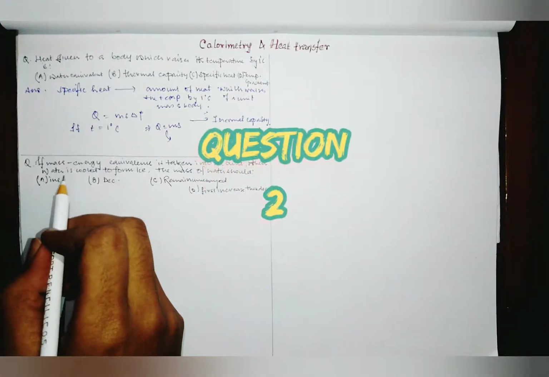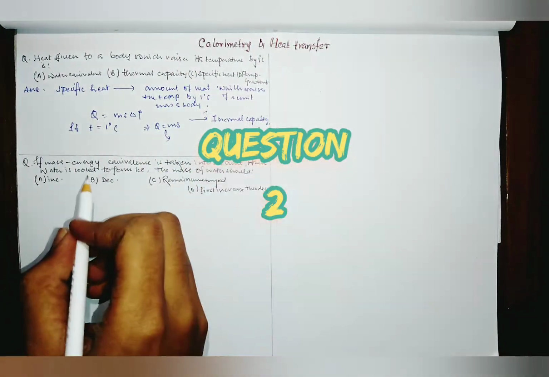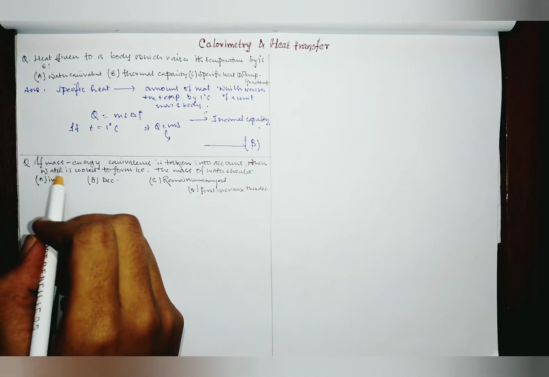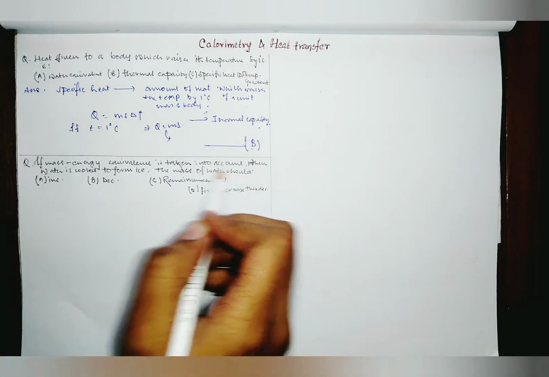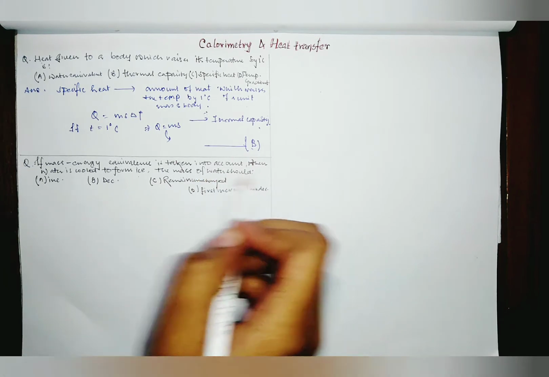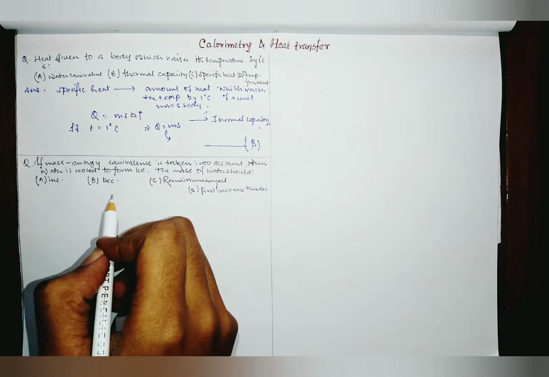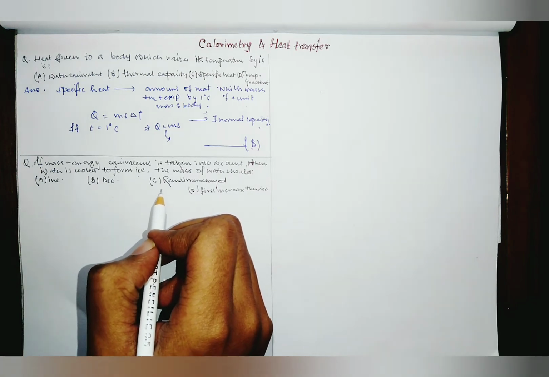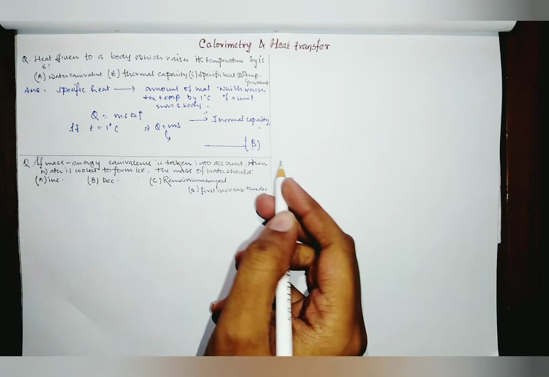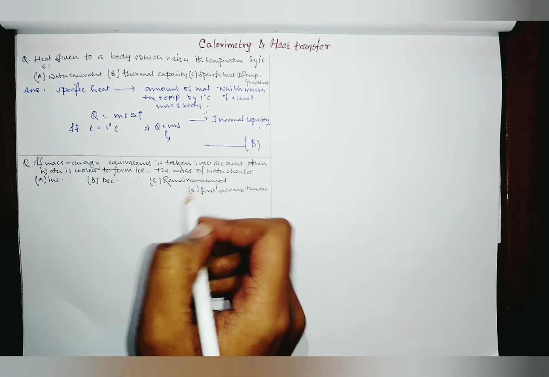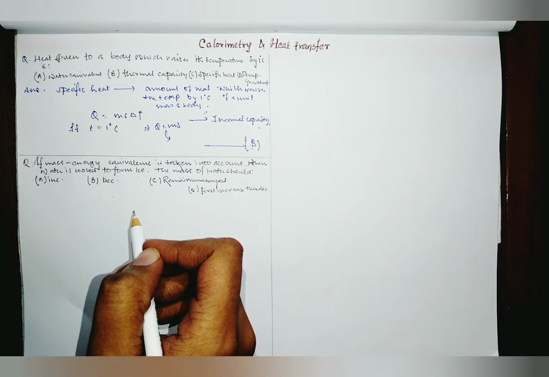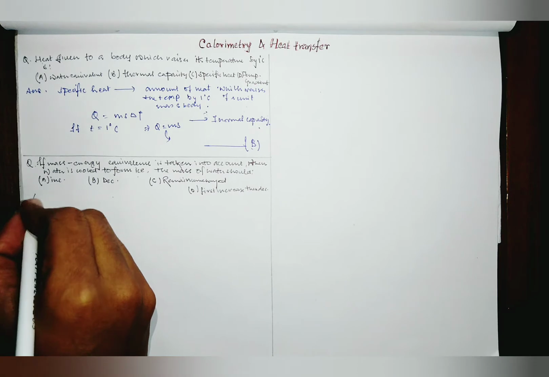So the second question which appeared in the calorimetry section in 2002 JEE mains is: if mass energy equivalence is taken into account when water is cooled to form ice, the mass of water should be. Option A is increase, option B decrease, option C remains unchanged, option D first increase and then decrease. I would like you all to first try this simple question and then go for the solution. With the hope you have tried by pausing the video, I am going for the solution, right?